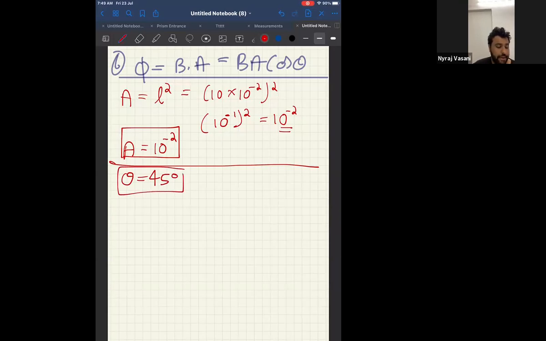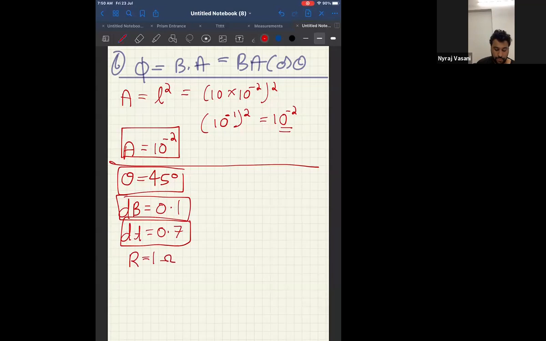Okay. With a magnetic field that changes uniformly from 0.1 Tesla to zero. That means the change in magnetic field is 0.1 Tesla. Correct? And time is 0.7 seconds. What is the induced current in the loop of resistance 1 ohm?